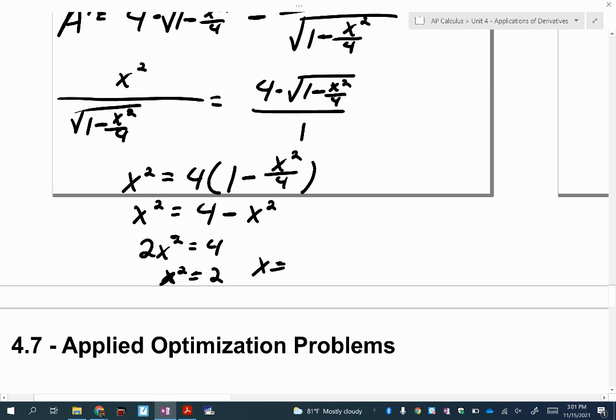So x is equal to plus or minus the square root of 2. Now, remember the interval here, right? Plus or minus the square root of 2. I don't want to do the negative version because my values for x are between 0 and 2. So my critical point is the square root of 2.